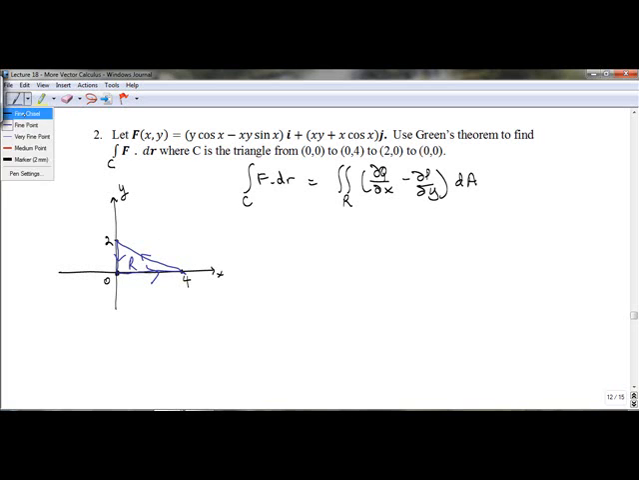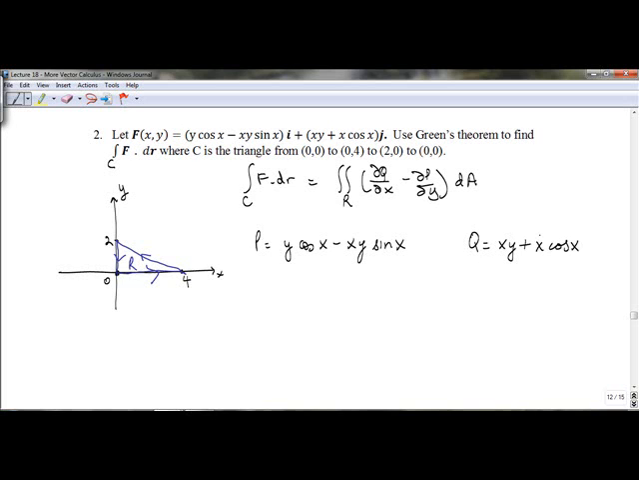Okay, partials time. P is equal to y cosine x minus xy sine x. Q is equal to xy plus x cosine x. Okay, that's going to be a little rough here. Pardon me? 0, 4. 0 on X, 4 on Y.